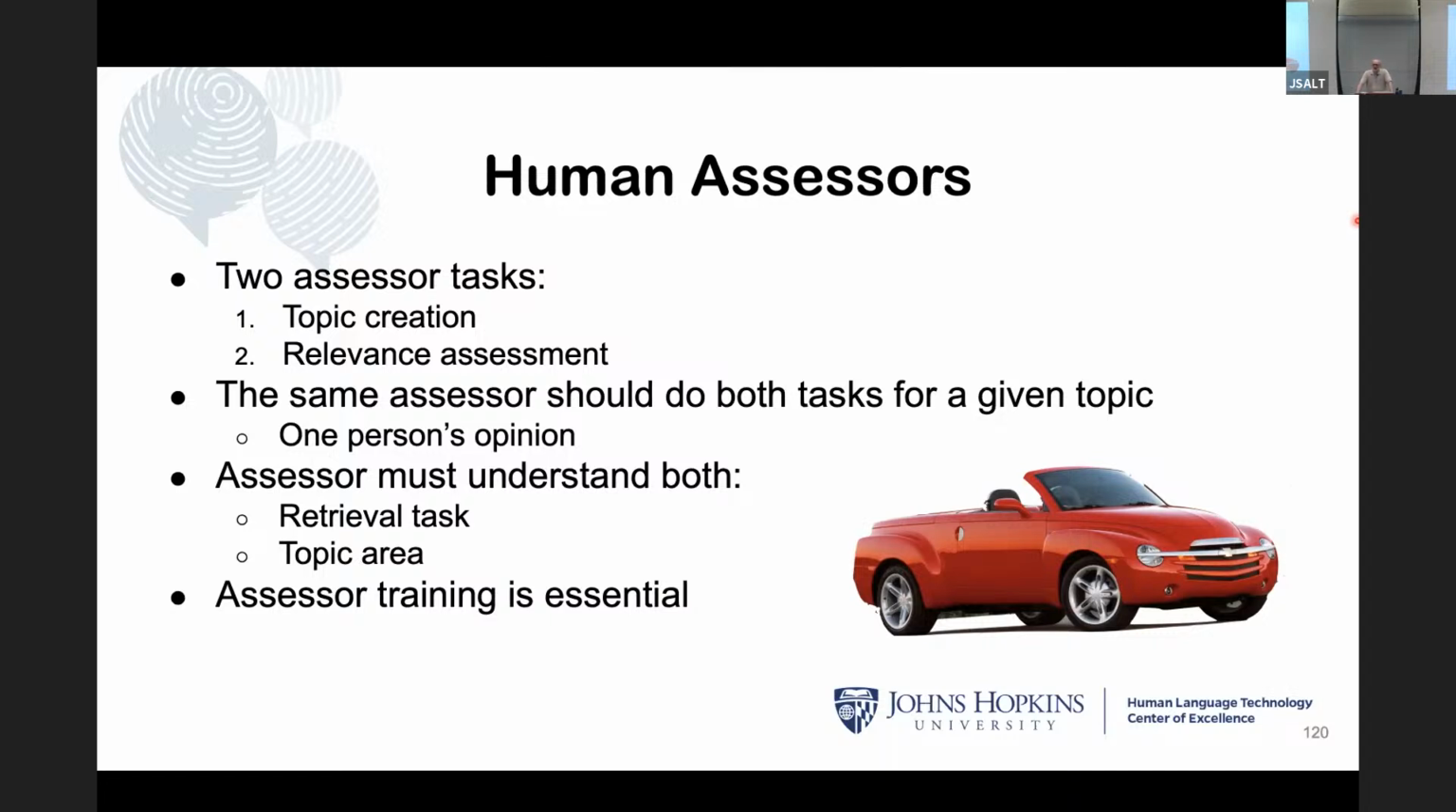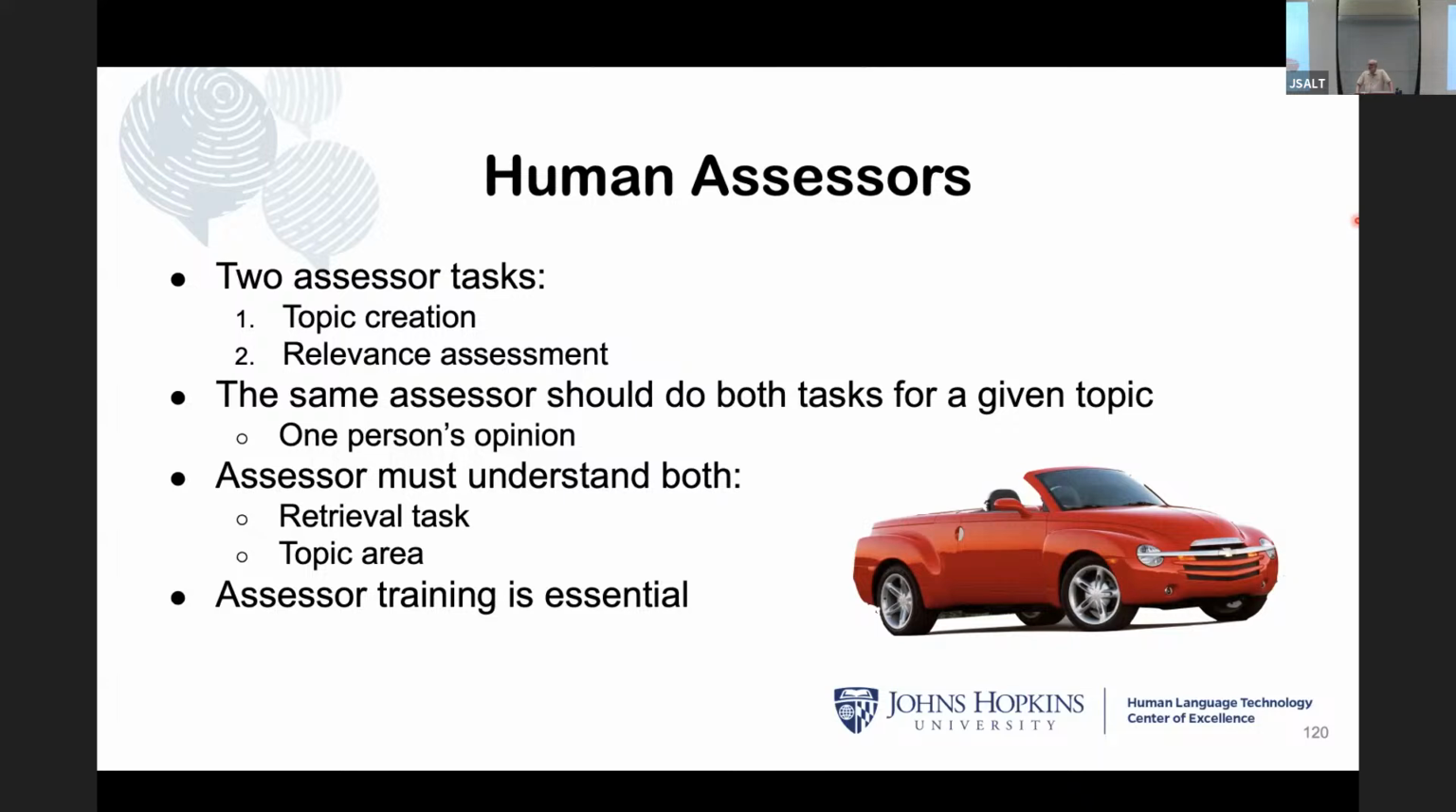So in topic creation, you've picked your document collection, you try to create topics that will have some relevant documents in the collection. And once you've built those topics, then you have to assess for each topic which documents are relevant, right? So somebody has to sit there and say, yeah, that's relevant. No, that's not. The assessor has to understand two things. They have to understand the retrieval task, what it means to retrieve, what relevance means, and so on. And they have to understand the topic area.